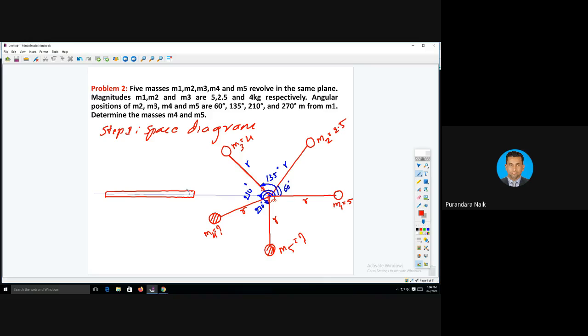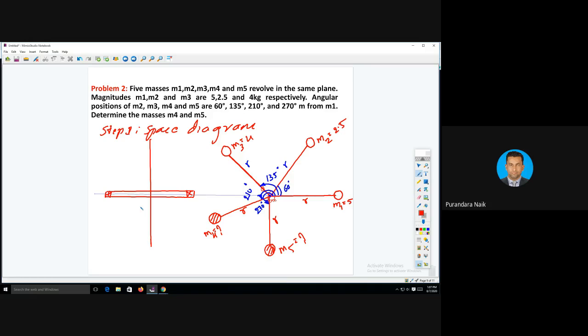And this indicates a shaft, and we need to draw a vertical line. It indicates the axis, or a plane of rotation. A plane of rotation is there.